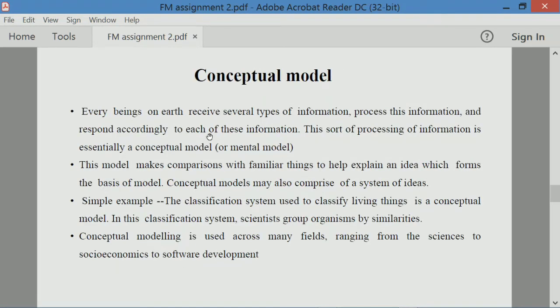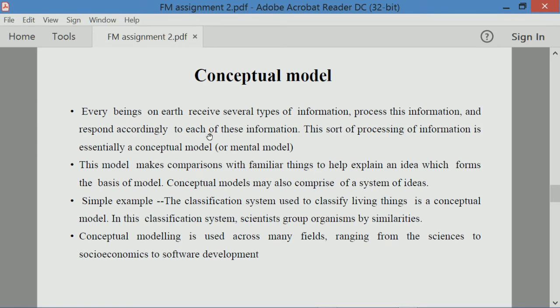Then the conceptual model, based on certain concepts, certain thematic representation, certain imagination, or certain information, preliminary information. That type of model is the conceptual model, based on concepts and theories. So examples are also given. The classification system used to classify living things is a conceptual model.